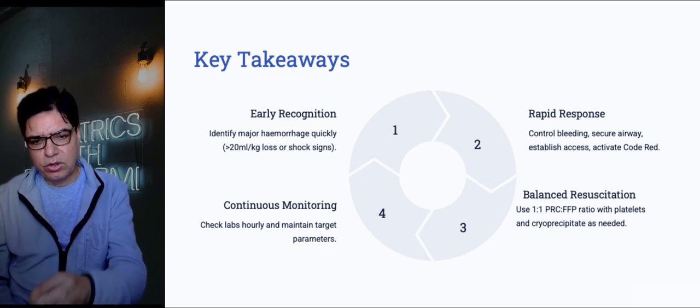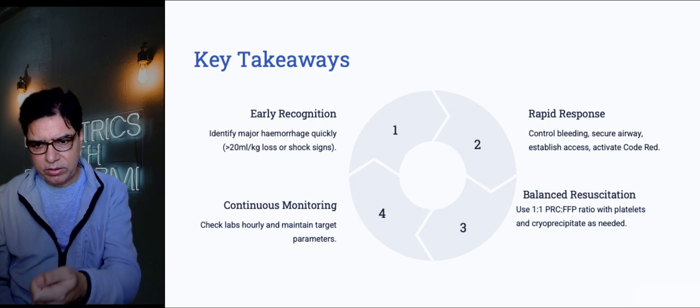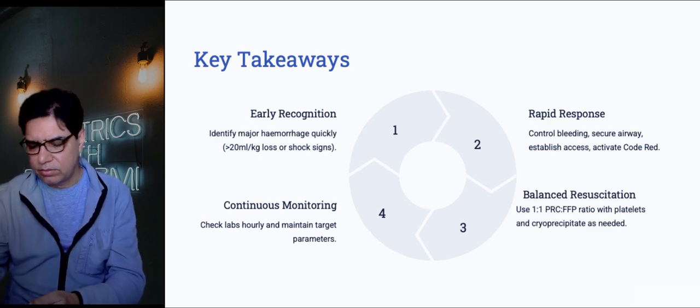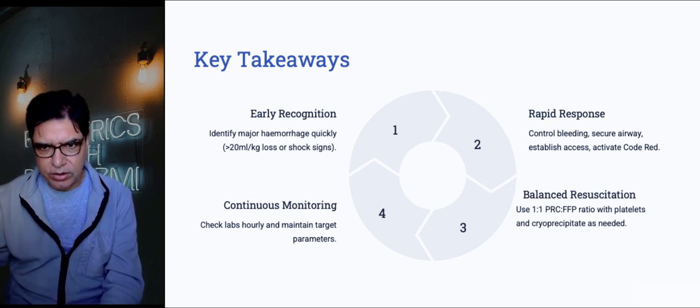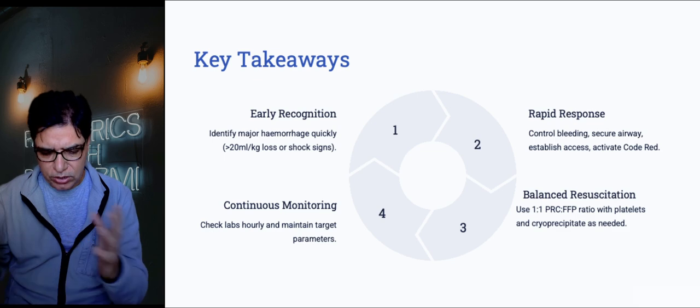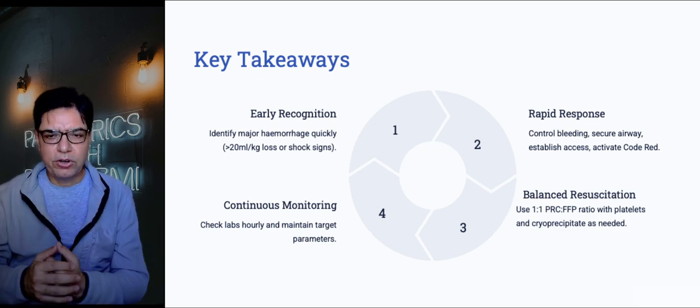You just go one by one. So one packed red blood cell, one fresh frozen plasma, one platelet, and if fibrinogen is down, you can give one cryoprecipitate as well. So as needed, you will do this. Continuous monitoring is very important.